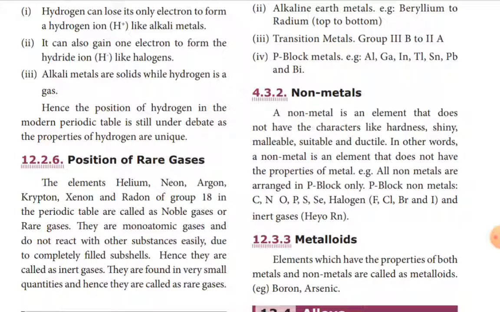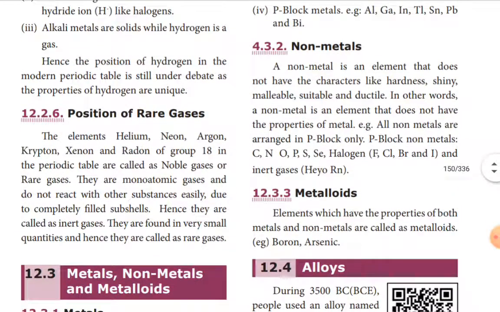They do not have the property of shining, and they are not malleable or ductile. They will not conduct electricity and heat. So, what are the properties that metals have that non-metals do not? Non-metals do not have hardness, shine, or malleability, and are not suitable for ductility. In other words, a non-metal is an element that does not have the properties of a metal.